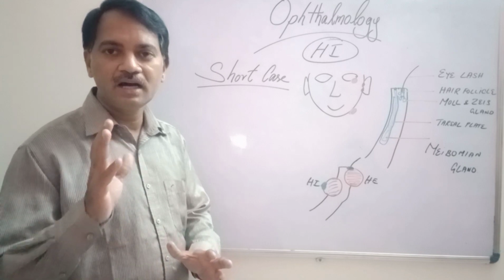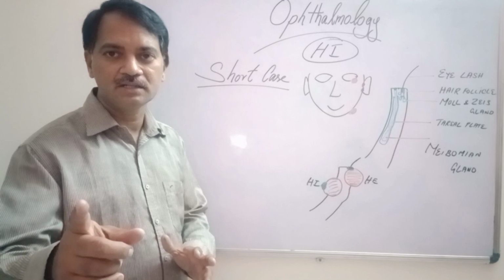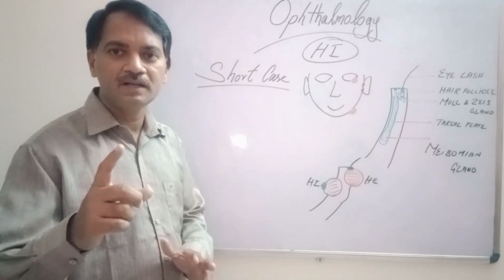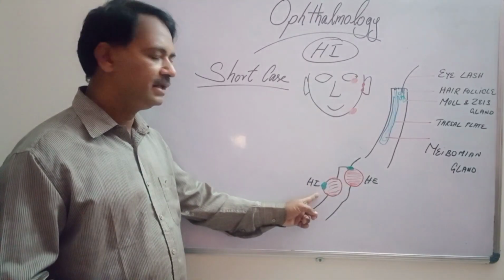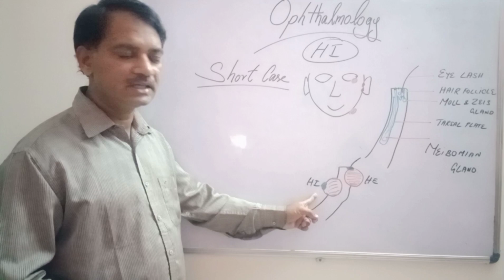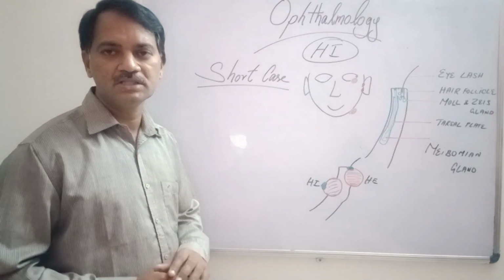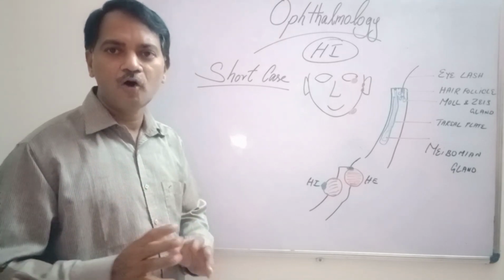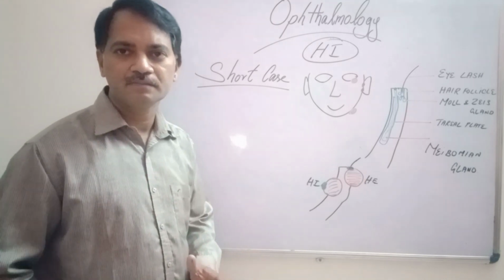The swelling in hordeolum internum will be smaller compared to hordeolum externum because it is going to cause severe pain, so the patient will come to you at the earliest. There will be a pus pointing on the palpebral conjunctival side and the swelling will be away from the lid margin. So this is the clinical feature of hordeolum internum. All the other symptoms and signs will be the same as in hordeolum externum.